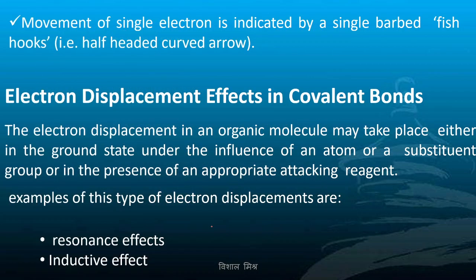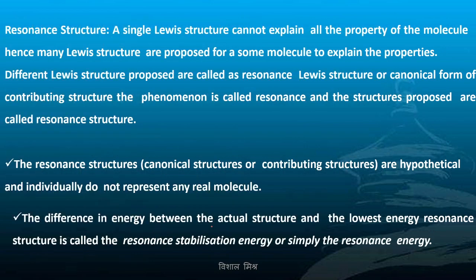Next comes electron displacement. What are the different types of effects? There are mainly two types of effect: resonance effect and inductive effect, and one more effect, that is the mesomeric effect. Let's see about them once.